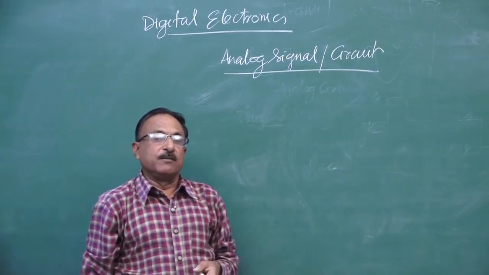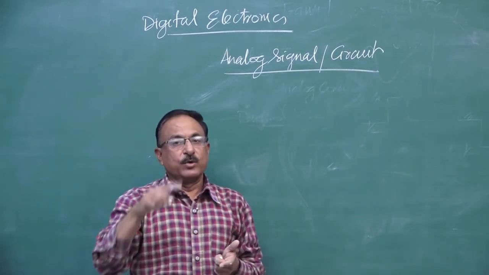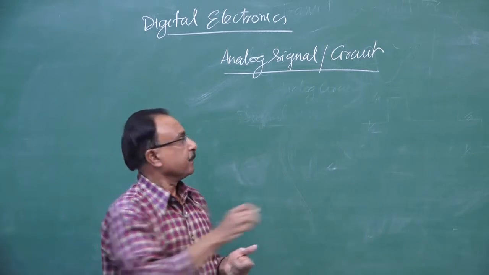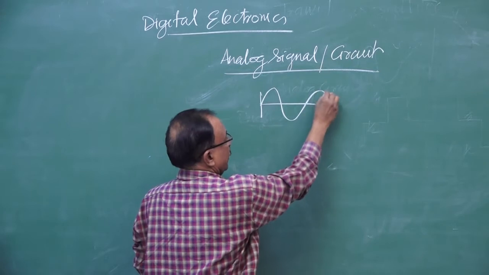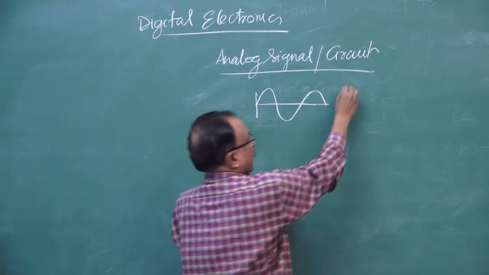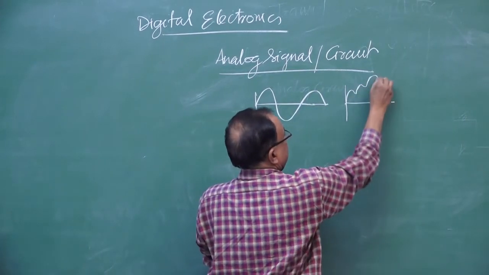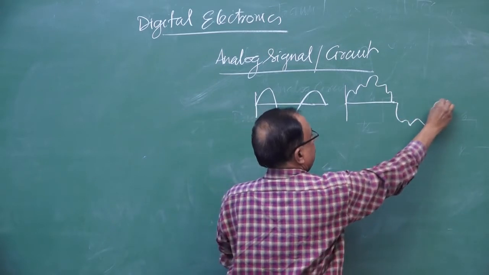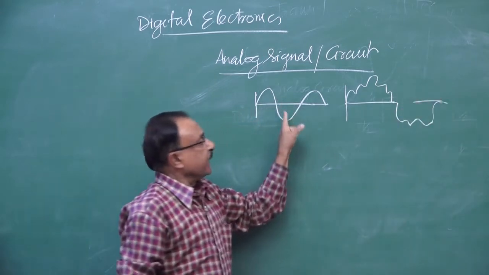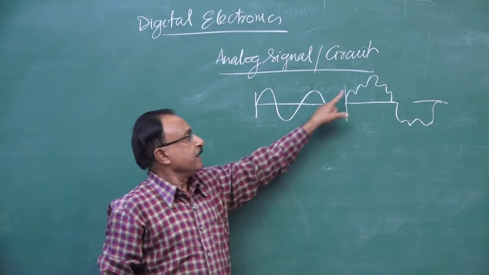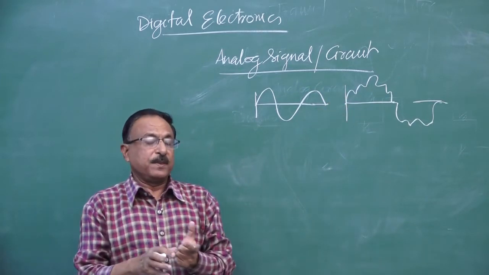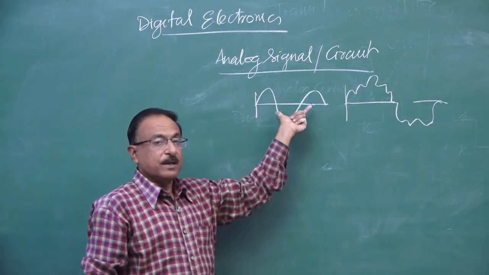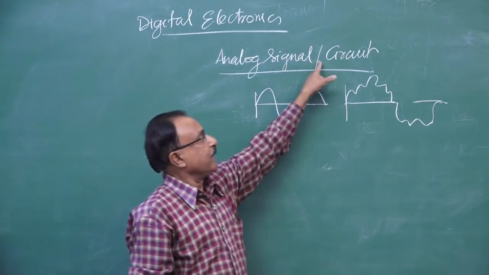Analog circuits are the ones in which the current and voltage vary continuously, and they can be represented by continuous change of the current or voltage like this, or it may be this way. In any of the ways, if it is varying continuously, we say it is an analog signal. And any circuit which can respond to this analog signal, we call an analog circuit.